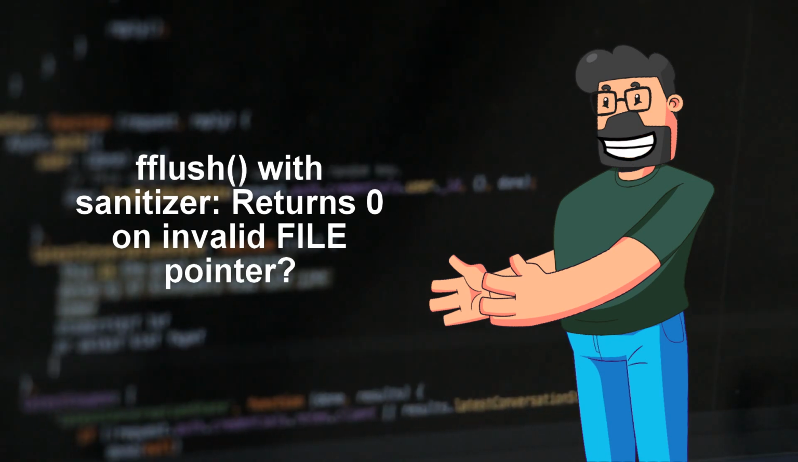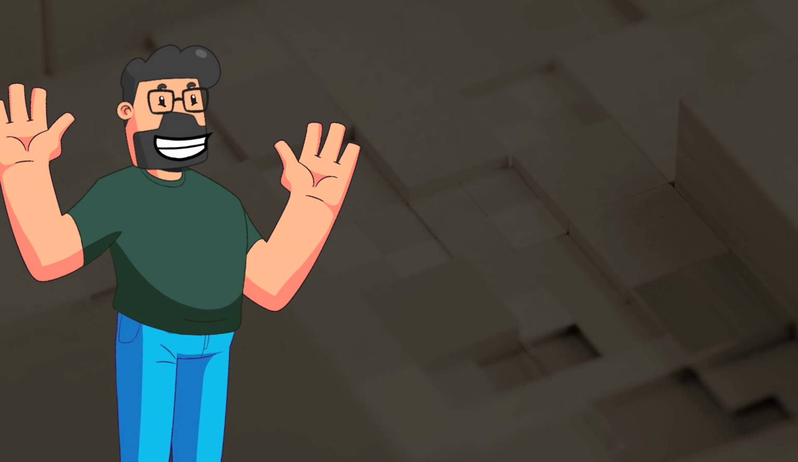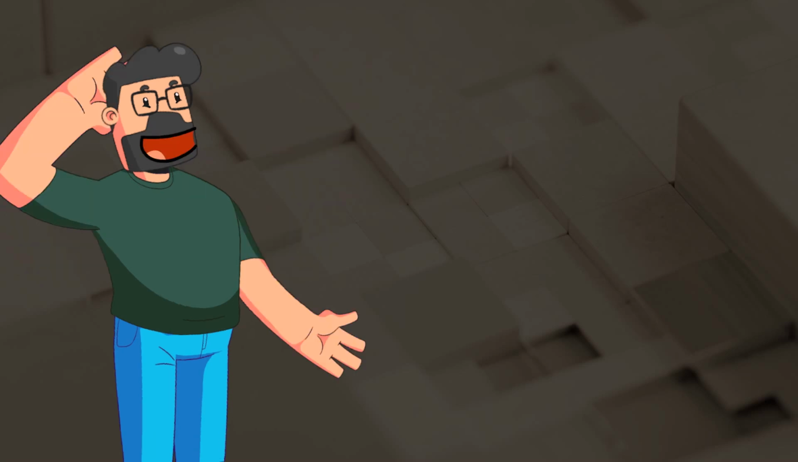In summary, navigating the intricacies of C and C++ standards can lead to unexpected behaviors like what we saw with flush in this case. Remember to always double-check your code against the language standards to avoid running into undefined behavior.